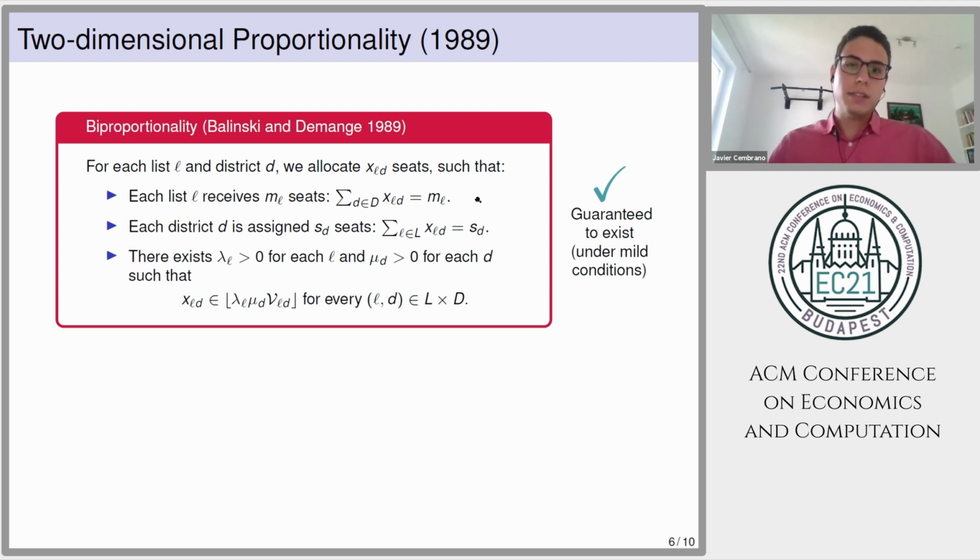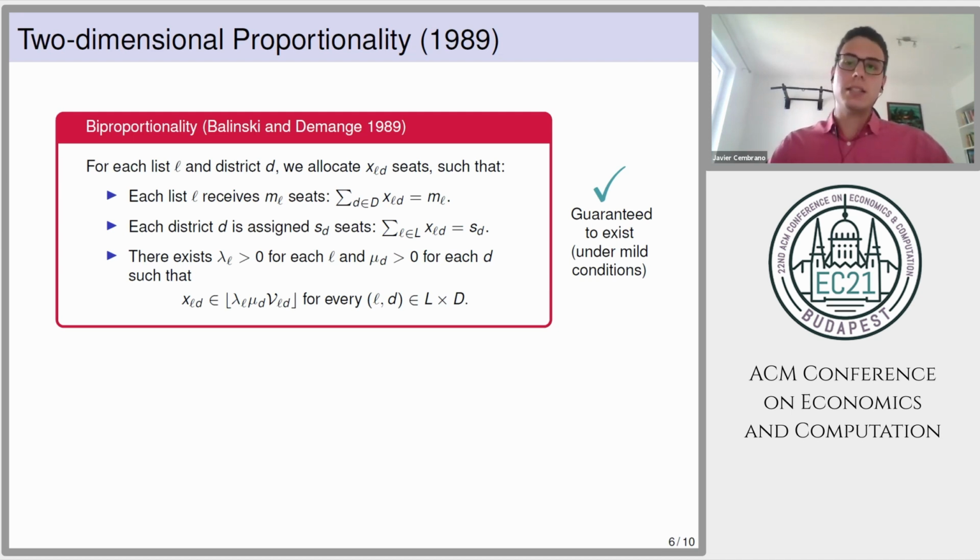And we'll also consider as given a value S sub D for each district D, which is usually predefined by law. So given these values, Balinski and Demange defined a biproportional apportionment as a two-dimensional matrix X such that each list L receives M sub L seats, each district D is assigned S sub D seats, and the proportionality notion is extended through one multiplier by list, lambda sub L, and one multiplier by district, mu sub D, both strictly positive, such that the number of seats assigned to list L in district D corresponds to a downwards rounding of lambda L times mu D times the votes obtained by this list in this district.